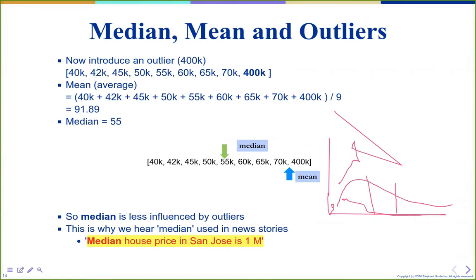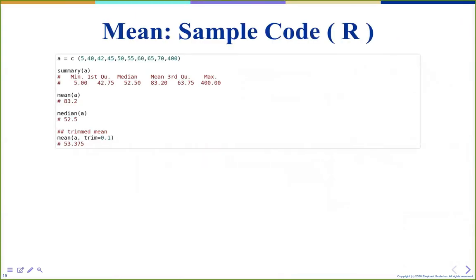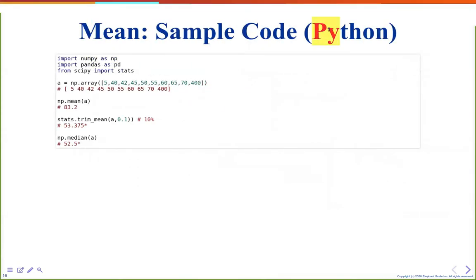Good. All right, so again, just a very quick look at median, mean, and outliers. There are sample codes you will see in the slides, in R, which is a popular language for stats, and also in Python. Since we're using Python, I will stick to Python.